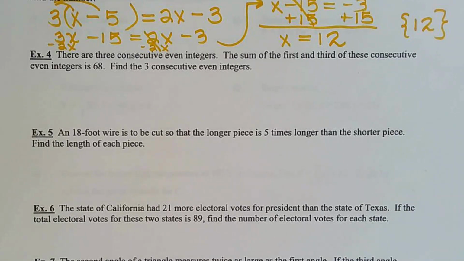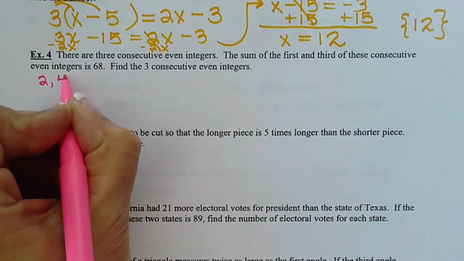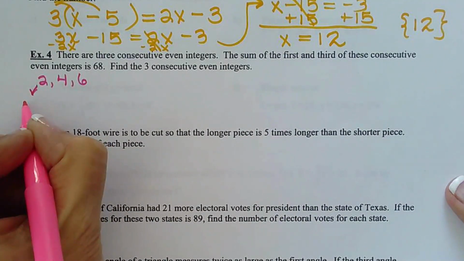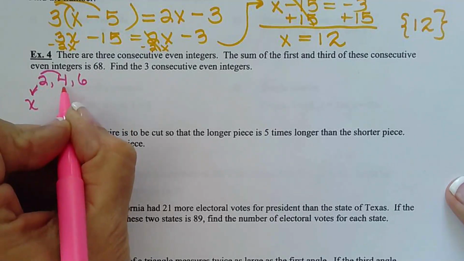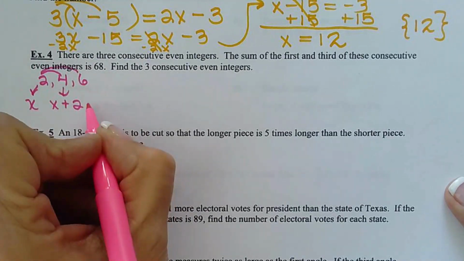Okay, so here's those consecutive integer problems. Three consecutive even integers. So I immediately write three even integers. I don't turn my page and look back at my notes. I practice deriving them on my own. So this is x. To go from 2 to 4, you add 2, x plus 2. To go from 2 to 6, you add 4.